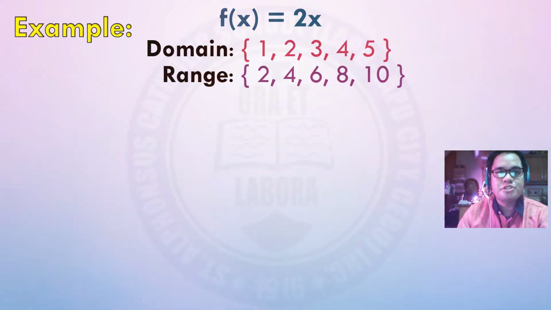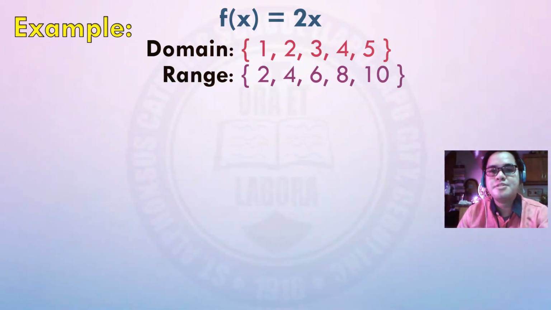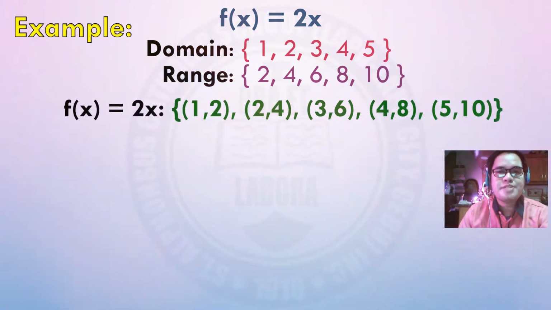Substitute the value of x, which is 2, in the function 2x, and the result is 4, which is the value of y. Substitute the value of x, which is 3, in the function 2x, and the result is 6, which is the value of y, and so on. So the domain and range of the function can be represented by a set of ordered pairs as follows: 1 and 2, 2 and 4, 3 and 6, 4 and 8, and 5 and 10. So this is the function 2x.